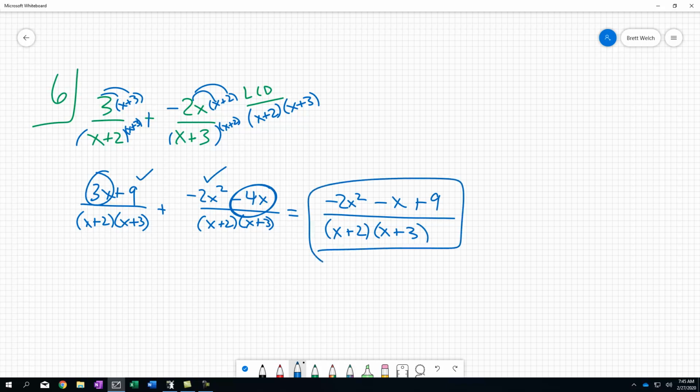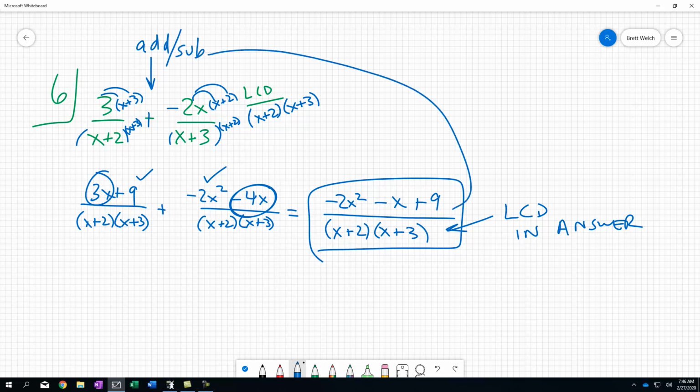Okay, I want to point something out. Number 6 is the only problem that has the LCD in the answer. Numbers 7, 8, and 9 are not going to have the LCD in the answer because we're going to eliminate the LCD. So this is really important. When we add or subtract, the LCD shows up in our answer. Any division, multiplication, or solving is not going to have the LCD in our answer.